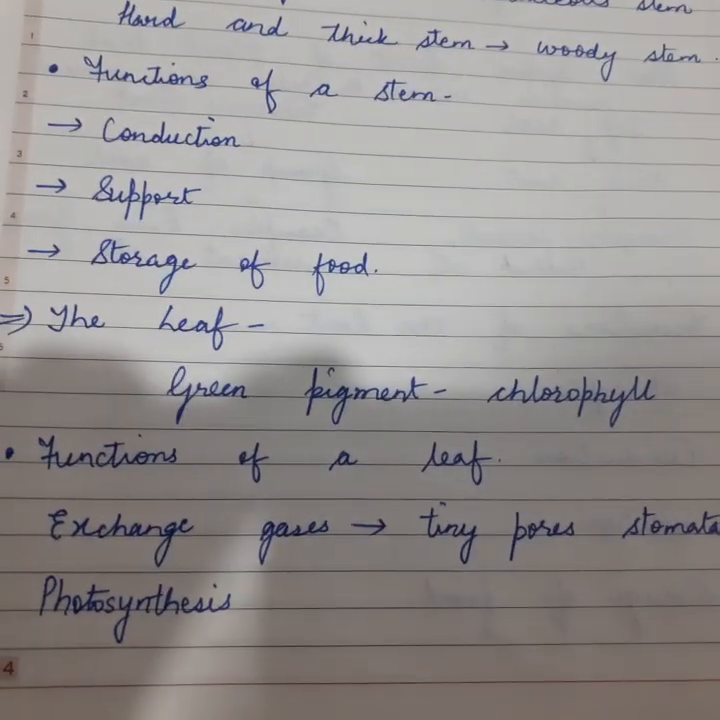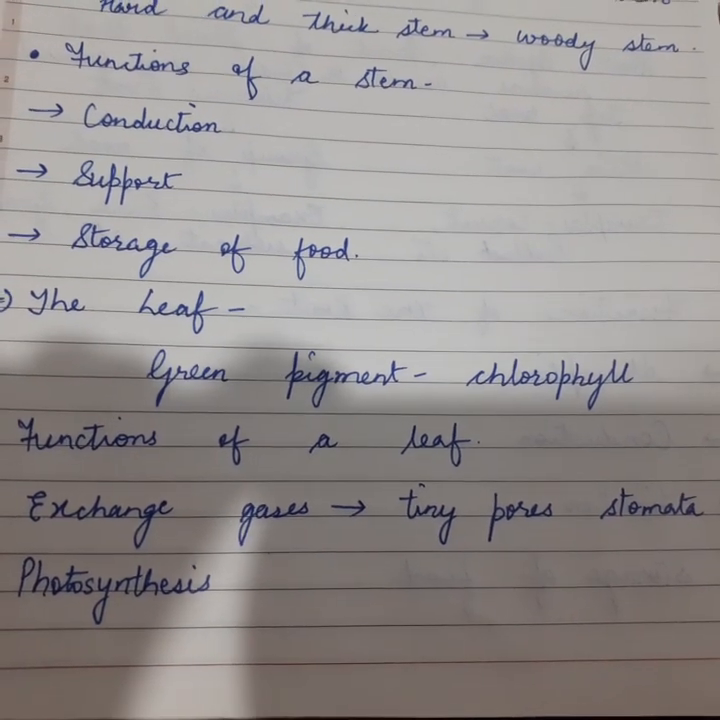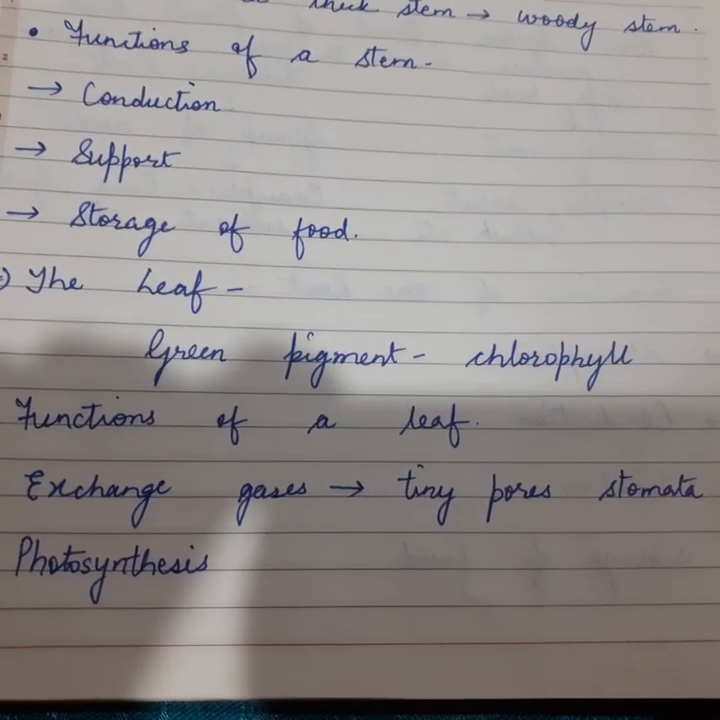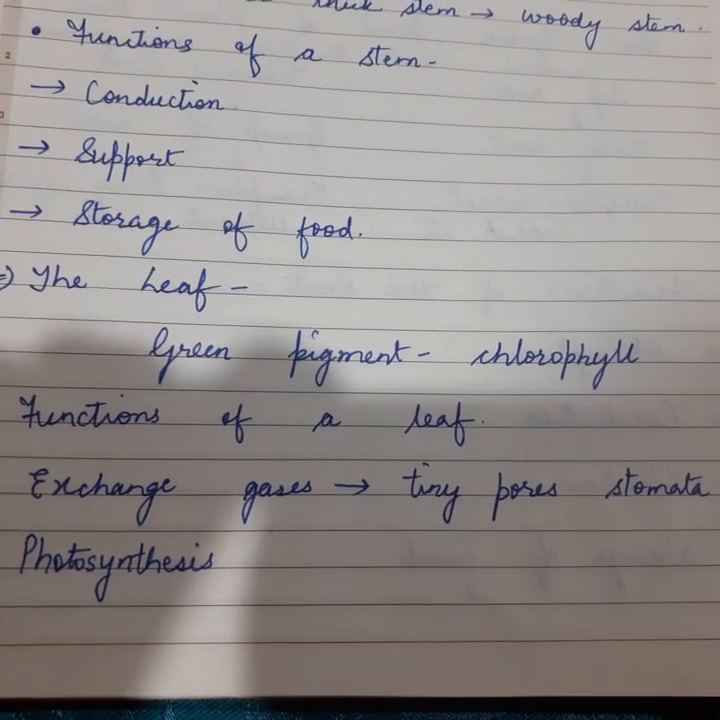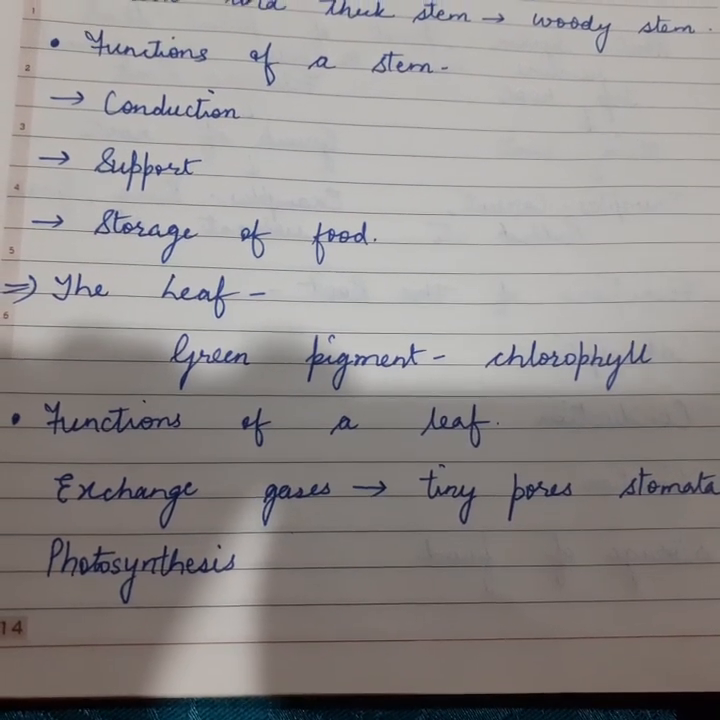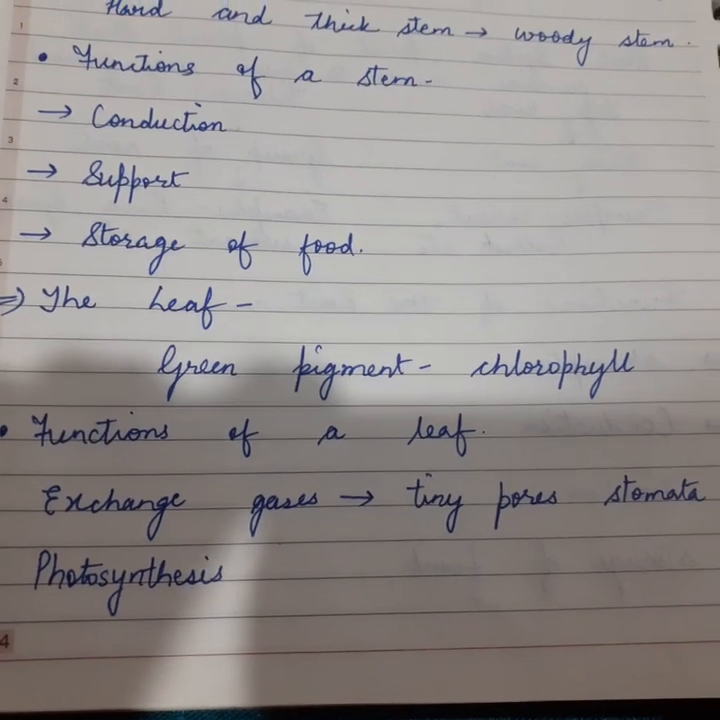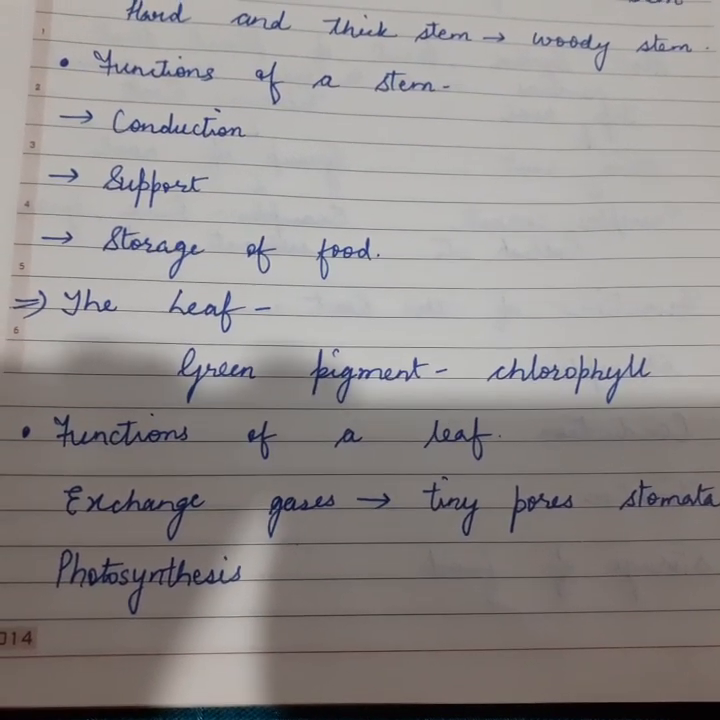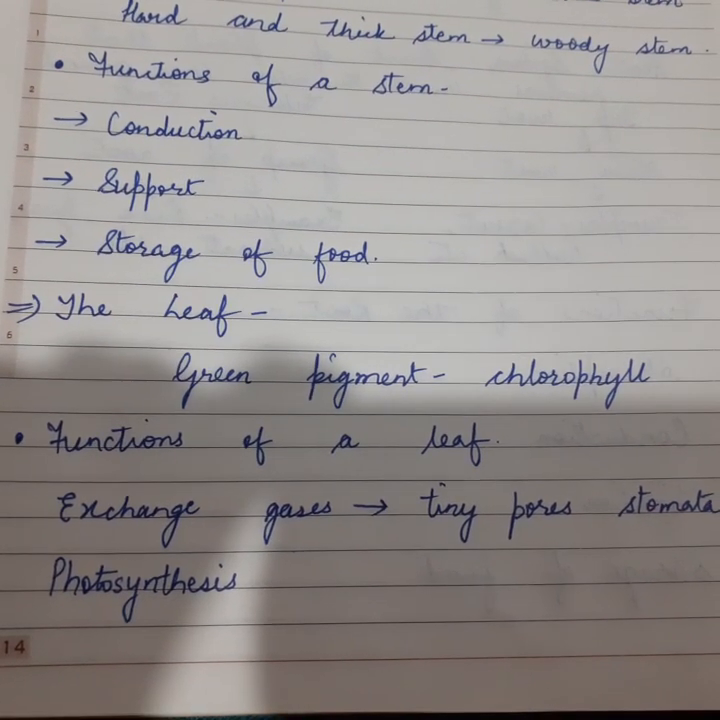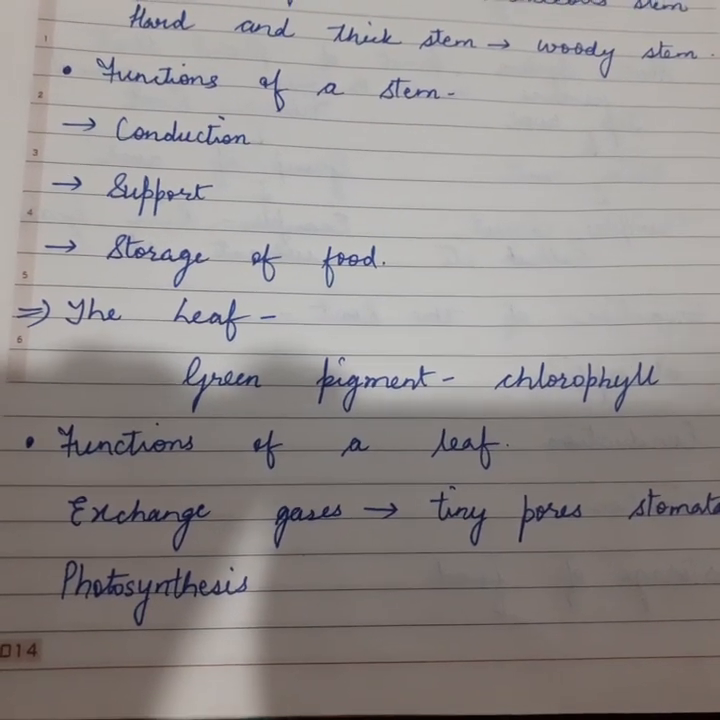Tiny pores are present in the leaves that are called stomata. With the help of stomata, plants inhale carbon dioxide and exhale oxygen. Next is photosynthesis. With the help of chlorophyll present in the leaves, sunlight gets from the sun and carbon dioxide from the atmosphere and water from the roots. Plants prepare their food, and this process is called photosynthesis.